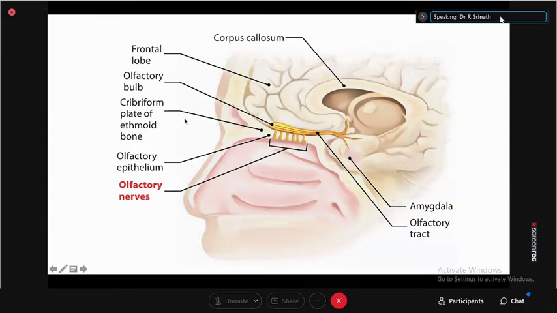The olfactory nerve is unique in that it is in close relation to certain structures in the brain. For example, it is in close relation to the amygdala. Then it is in close relation to the cribriform plate of the ethmoid, where it is closely attached. And of course, the frontal lobe is also very close. So these are very, very important because certain disorders, for example, olfactory groove meningioma, can also present with frontal lobe related symptoms.